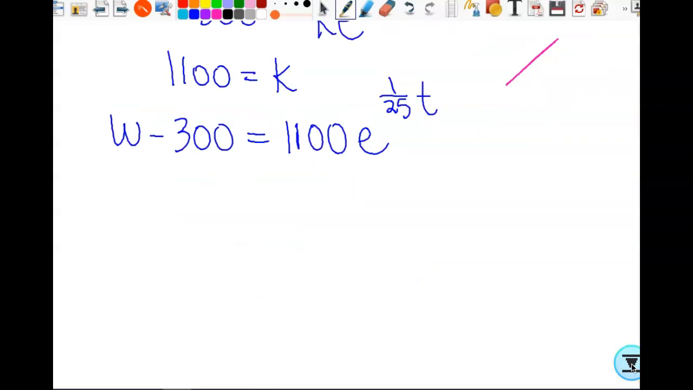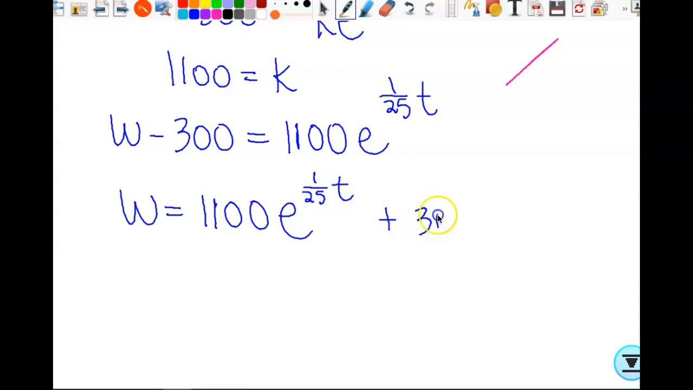We're not done until it says w equals. So we have w as a function of time. So add 300. w equals 1100 e to the 1/25th t plus 300. Everybody okay?